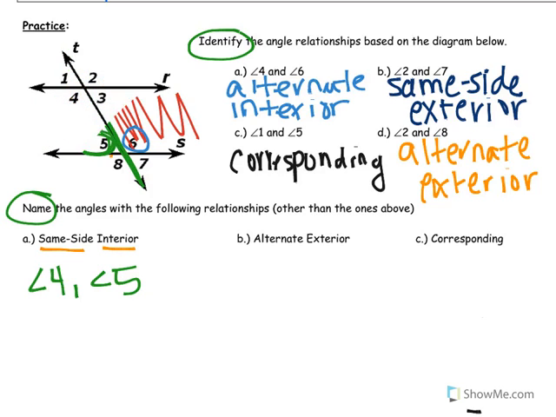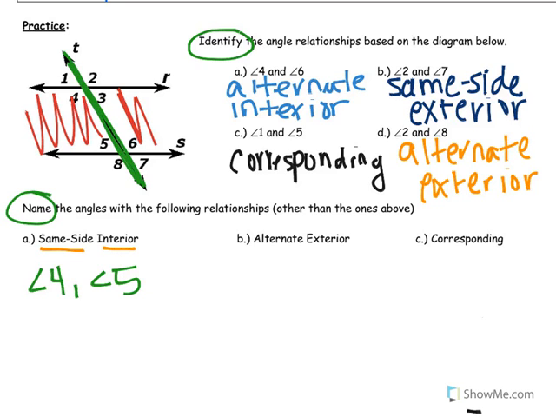I'm going to clear off my diagram for a second. So now here's my transversal, and here's my interior region again. Let's look at another angle relationship. It says alternate exterior. We already used up in part D here 2 and 8, so I can't repeat those. But there is another alternate exterior pair, and that would be angle 1 and 7.